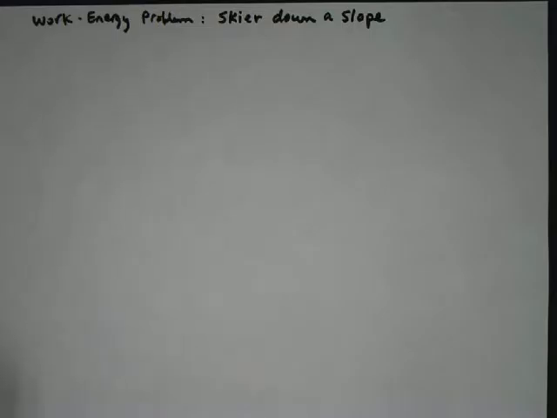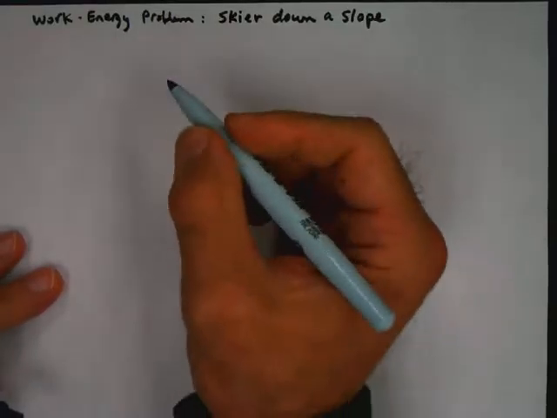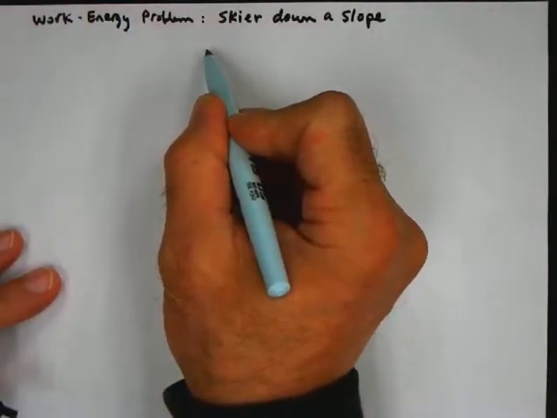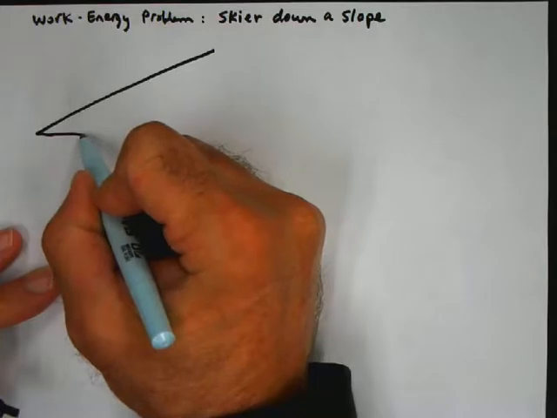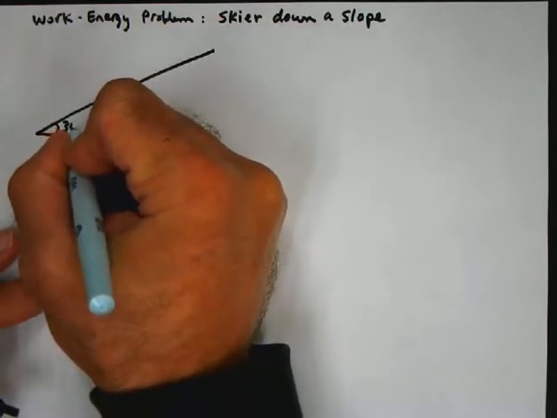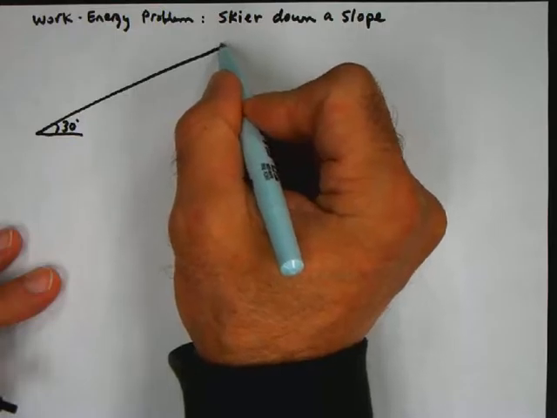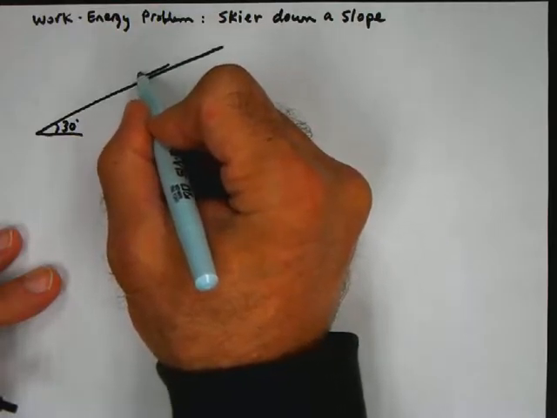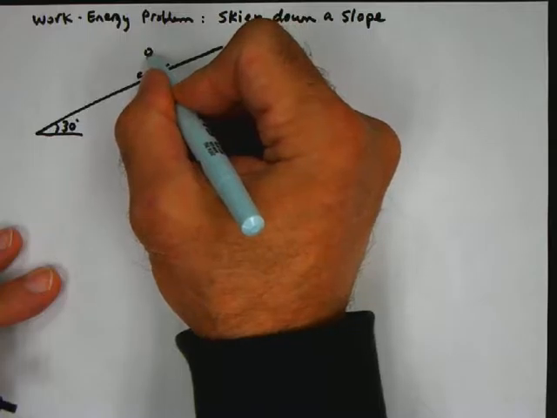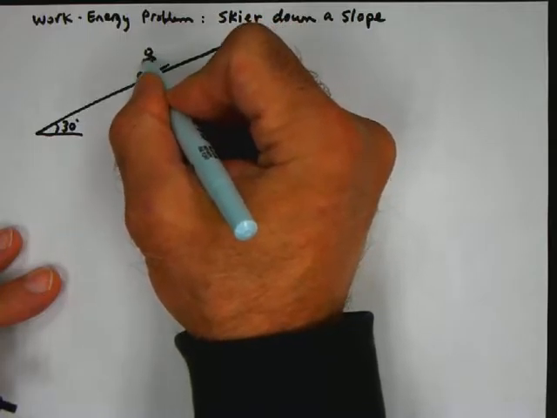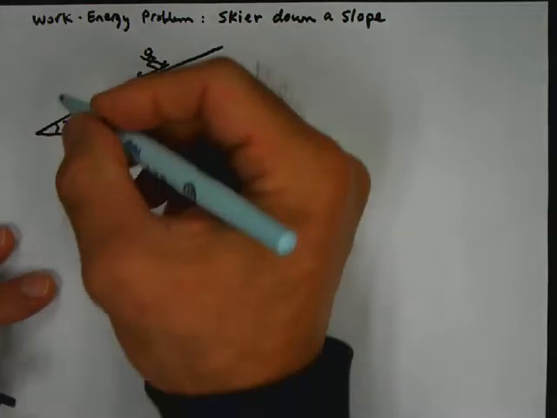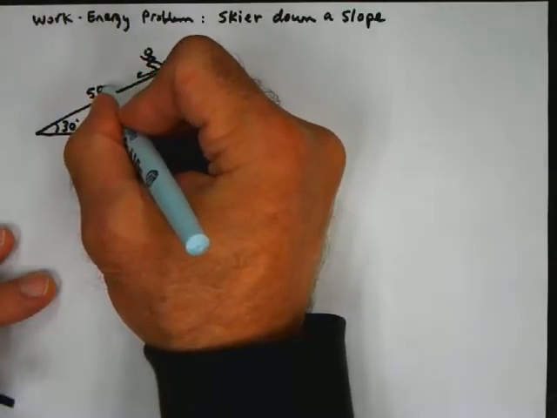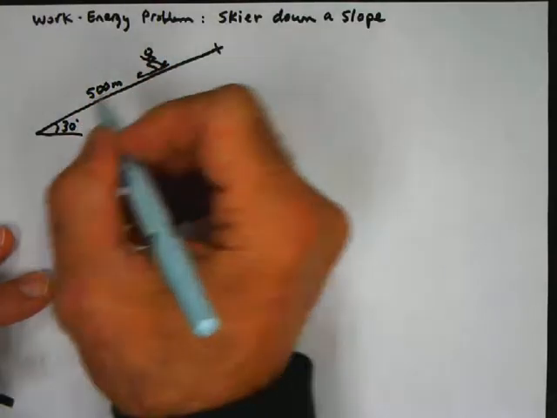Okay, so let me go ahead and draw that skier. Here we have the slope, and let's say that that is at a 30-degree incline. Here's the skier. Okay, so there's our skier going down the slope. The slope happens to be a total distance of 500 meters from the start to the finish.